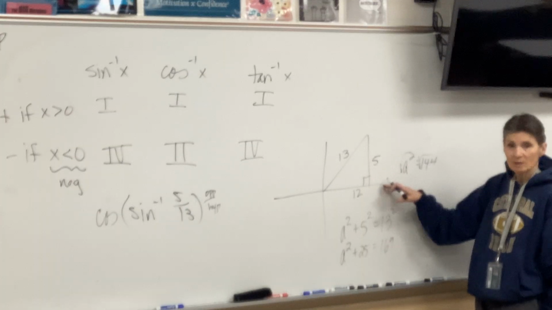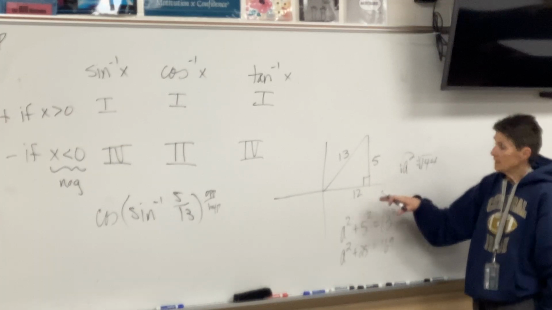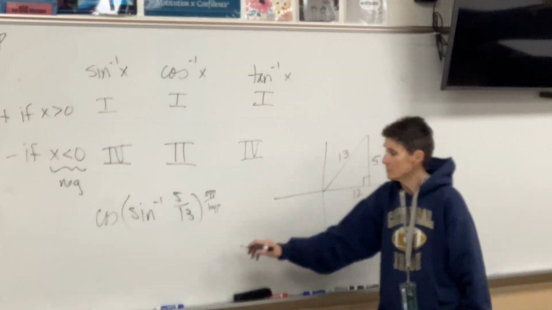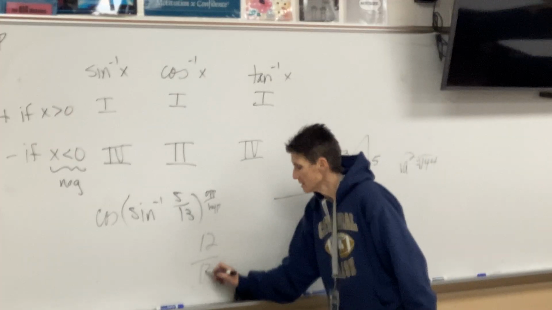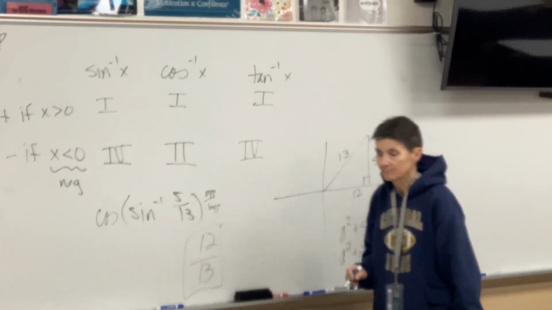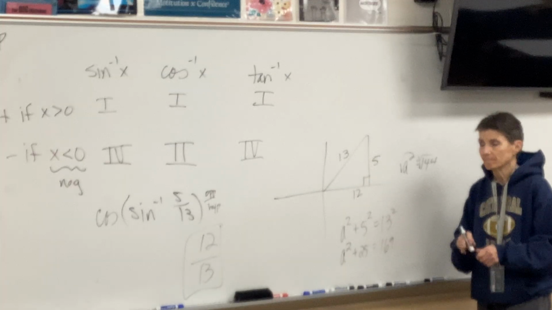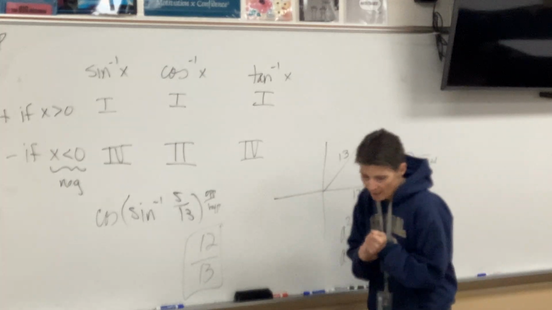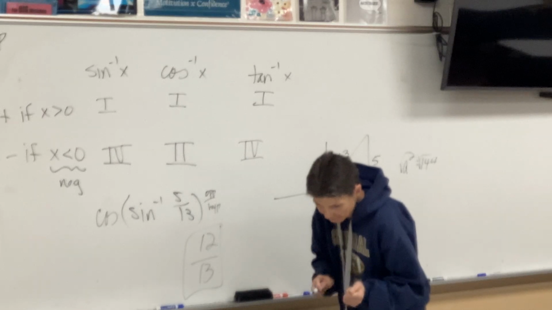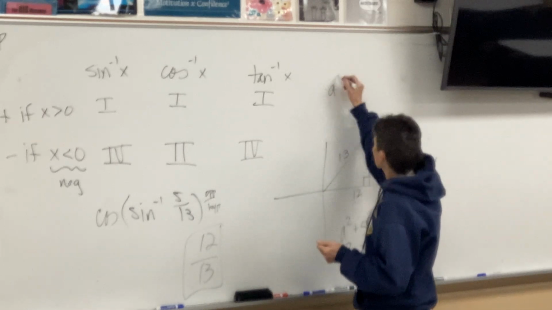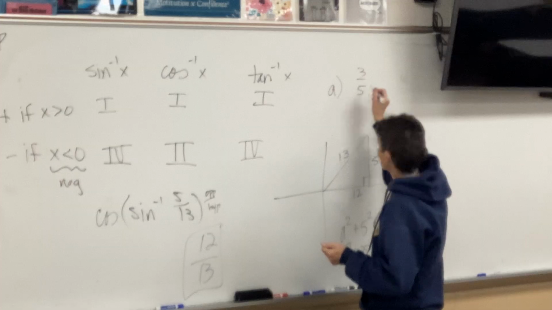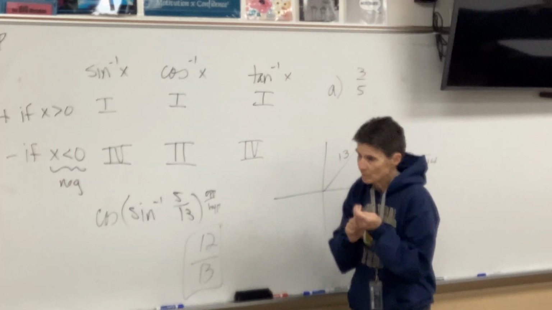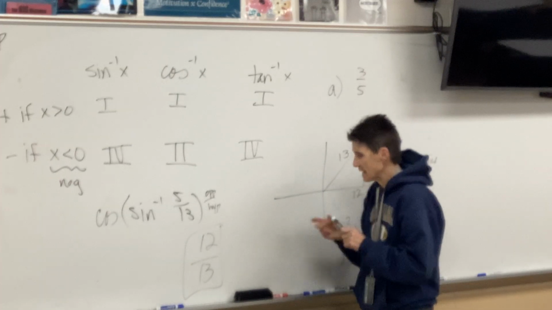So in this picture, the cosine is adjacent over hypotenuse. So the answer is 12/13. Oh, shoot. I didn't write down the answer to A. I think the answer to A was 3/5. I erased it. I think the answer was 3/5. All right, and this is the answer to B.